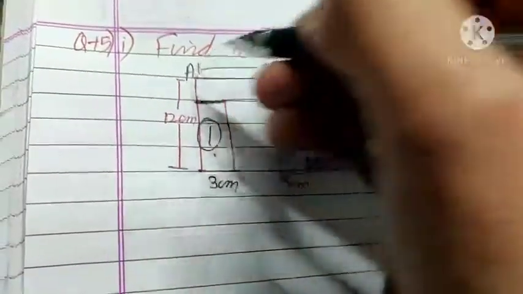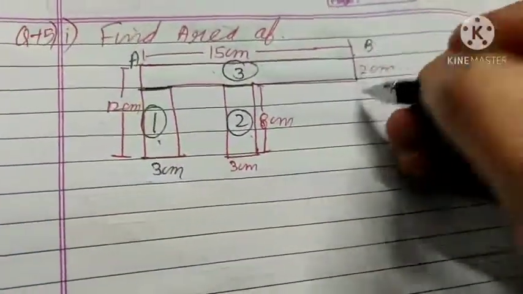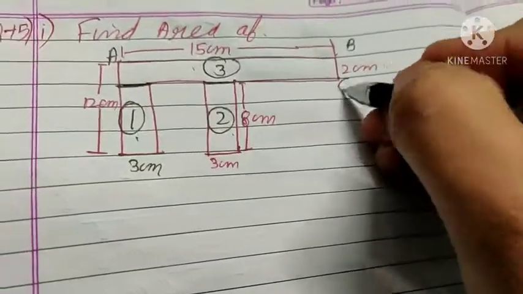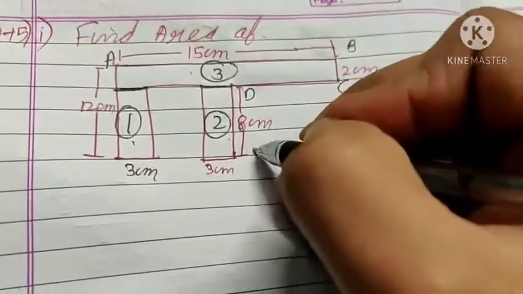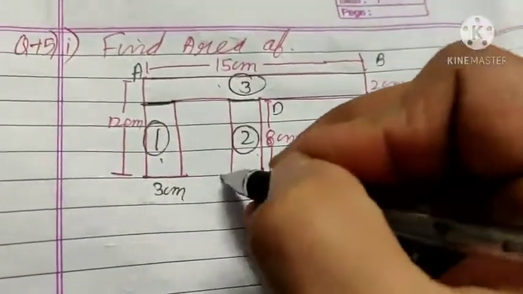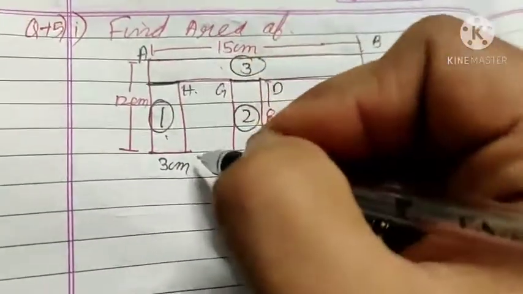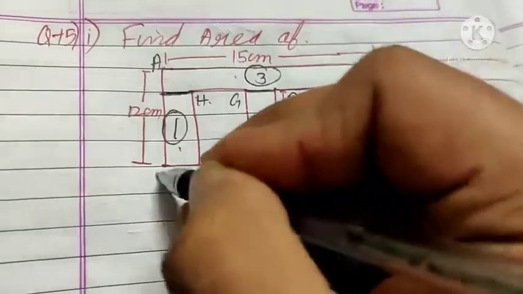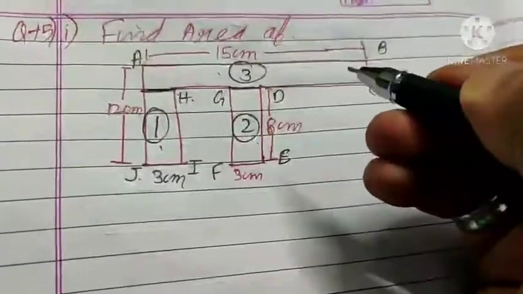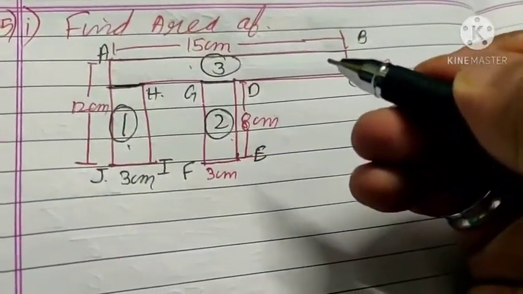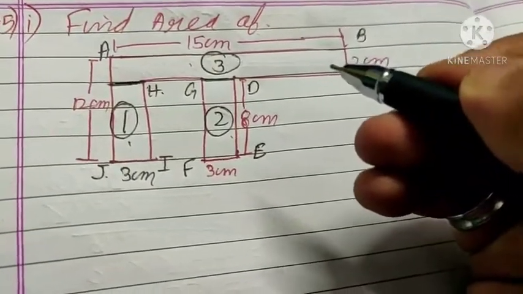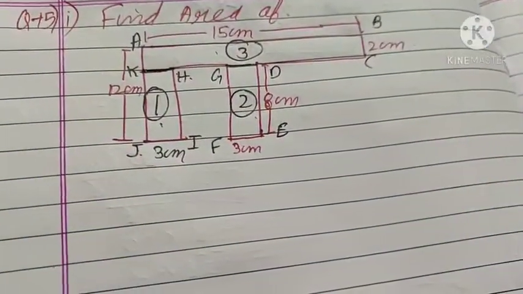First we will name it A, B, C, D, E, F, G, H, I, J. Okay, and we will put this as K.